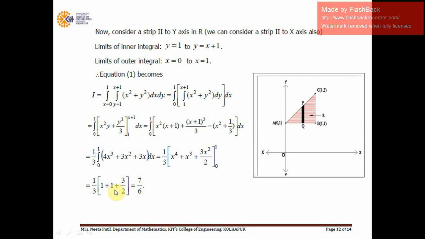1 upon 3 x to the power 4 plus x cube plus 3x square upon 2. Upper limit is 1, lower limit is 0. That is equal to 1 upon 3, 1 plus 1, 3 upon 2, is equal to 7 upon 6. So this is the final answer of this example.